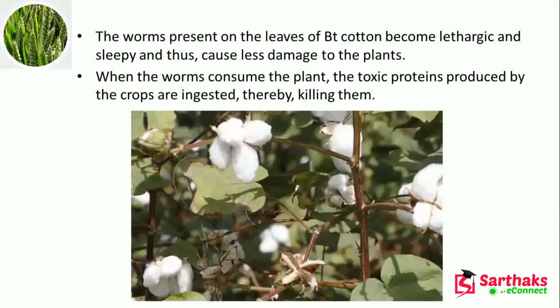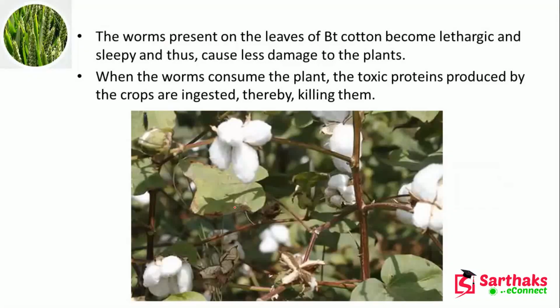The worms present on the leaves, here you can see, in the leaves of BT cotton become lethargic and sleepy, and thus cause less damage to the plants. If it is BT cotton, then these are lethargic and sleepy, so they cannot damage the plant. When the worms consume the plant, the toxic protein produced by the crops is ingested, killing them. Automatically they will be killed.